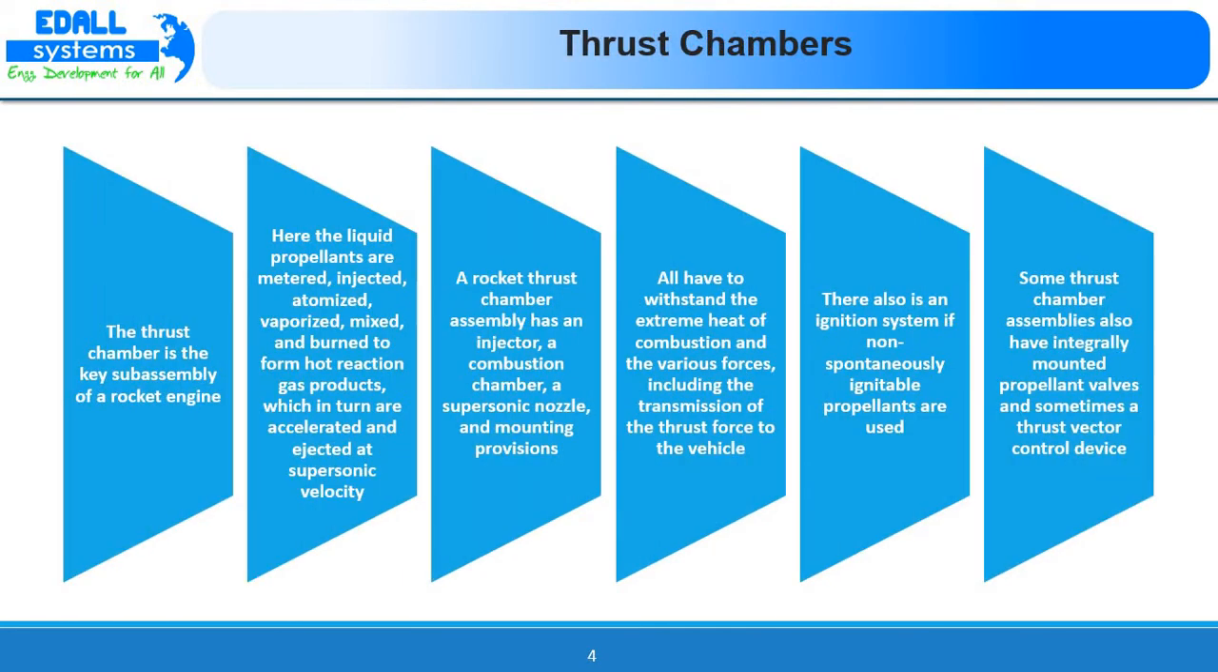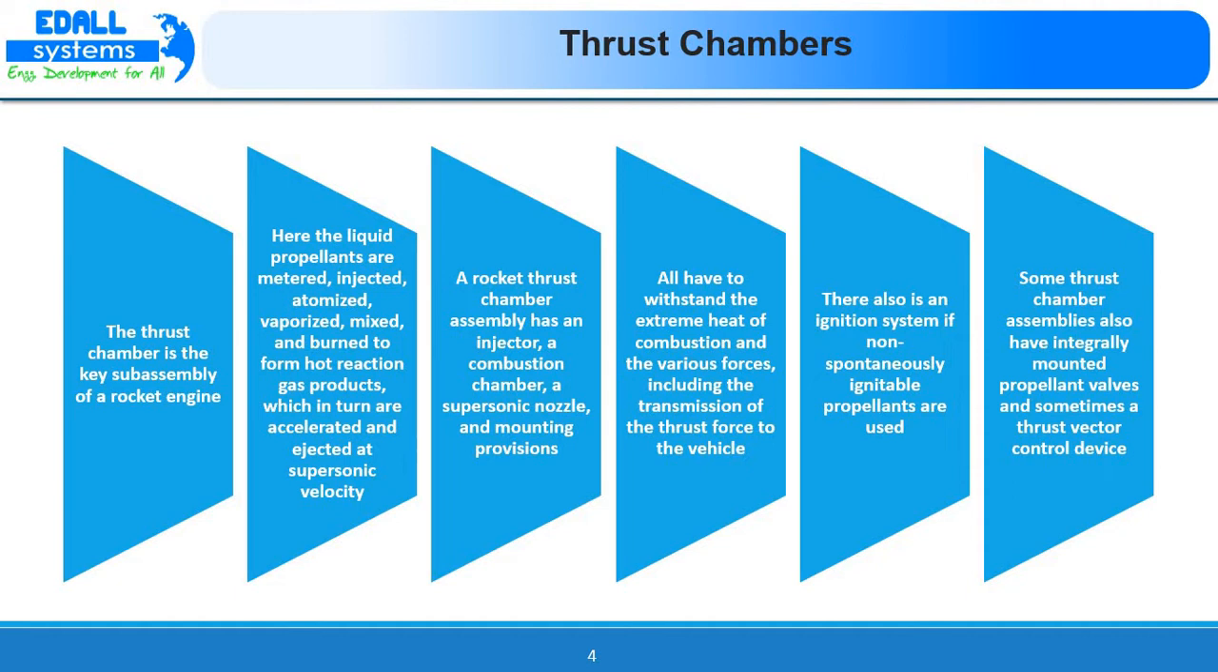We will discuss everything in upcoming slides. So let's begin. The thrust chamber is the key subassembly of a rocket engine. We have seen a rocket engine consists of several parts based on the propellants, that is solid, liquid, hybrid, electric. For a mostly liquid propellant rocket engine, the thrust chamber is a subassembly which consists of an injector, a combustion chamber, a converging-diverging nozzle and some mounting provision. In this thrust chamber, the propellants, the fuel and oxidizer in liquid form, are metered, then injected, atomized, vaporized, then mixed and burned to form hot reaction gas products, which in turn are accelerated and ejected at supersonic velocity.